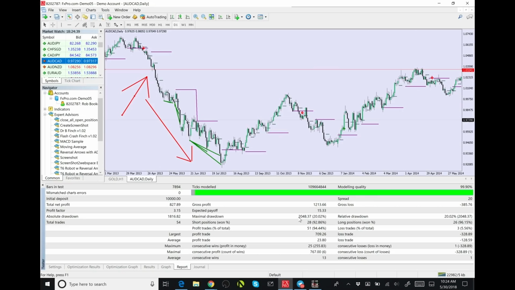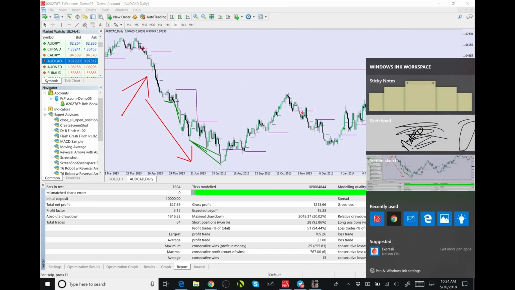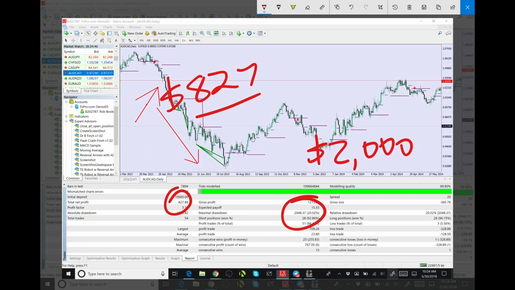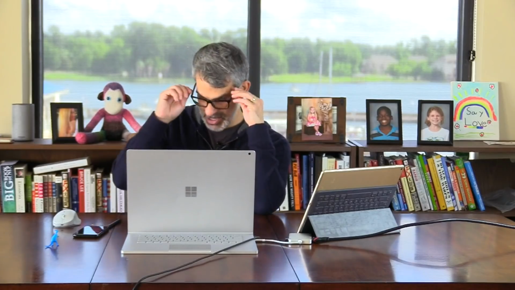So now we have a maximum drawdown, and we'll pause. We'll finish it up here, but we have a maximum drawdown of now $2,000 and a profit of $827. So we did increase our profit, and we did reduce our drawdown. That's not bad. So we're getting a little bit closer, but we're still kind of far off. And this is how life goes as a backtester. It's not always exactly what we want.